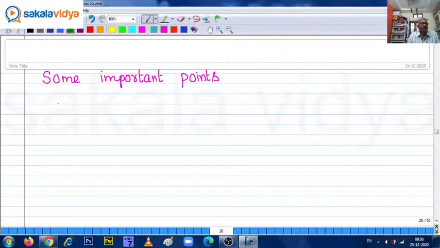First point. Suppose log x to the base a equals log y to the base a. Can we say x is equal to y? Yes, why not? We can say x is equal to y. That implies here x is equal to y.